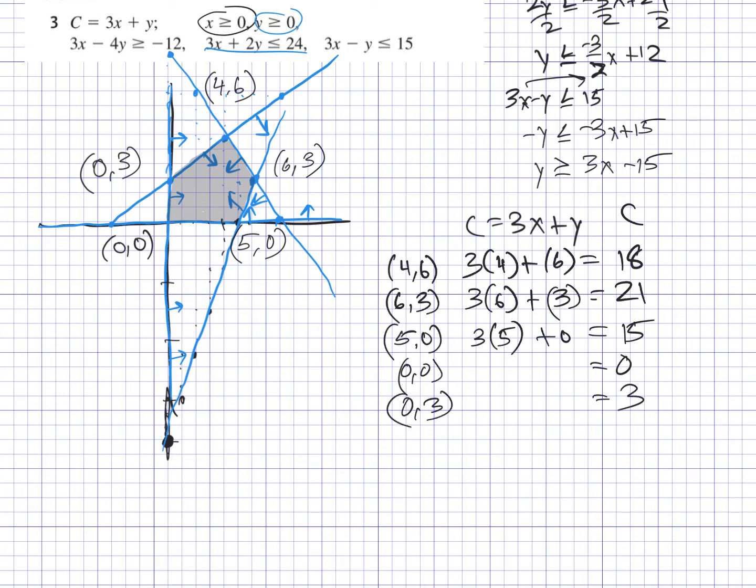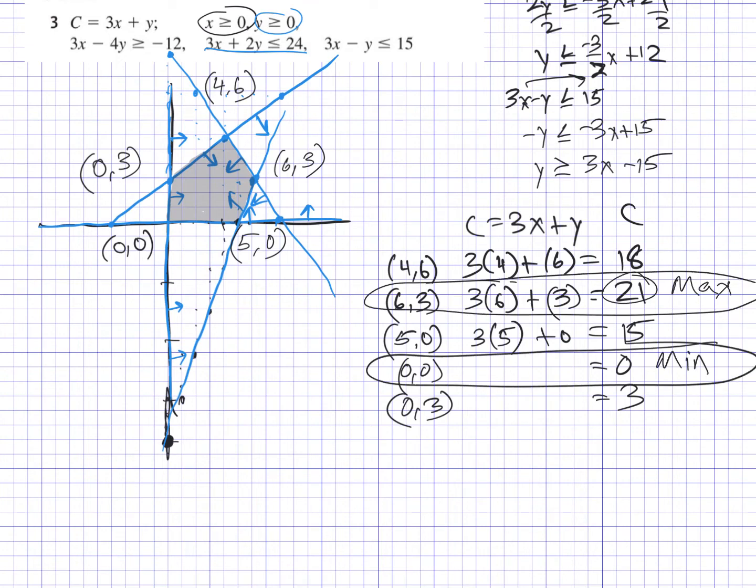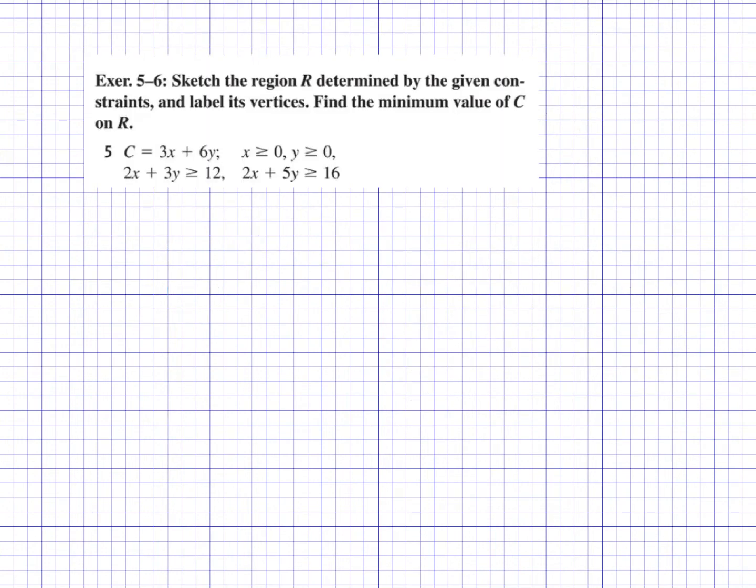So we have our maximum and minimums. So our maximum is 21 when we're at 6, 3. And our minimum is 0 at 0, 0. Okay, so we're just finding the minimum value of C here. On the last one, we were finding the maximum, but I did both of them anyway. So let's go ahead and do the exact same thing.